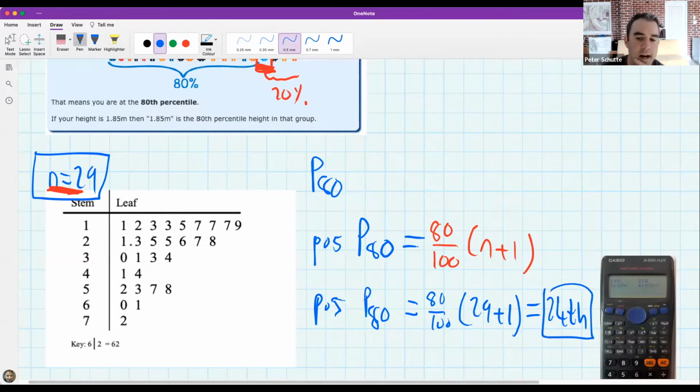Okay. So now what I want you to do is, if the 80th percentile is in the 24th position, I want you to count from the beginning. So that's position 1, position 2, position 3. I want you to get me the value of P80 now. What is the value of the 80th percentile? And I want you to try and count through the stem and leaf plot to find that.